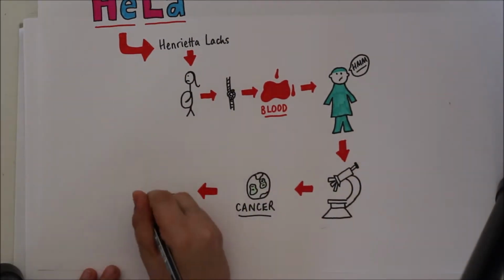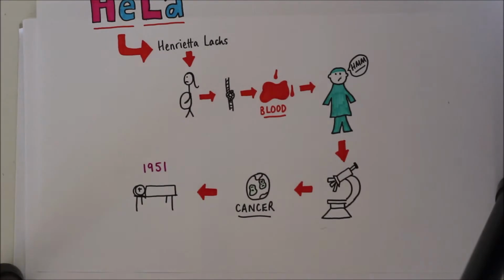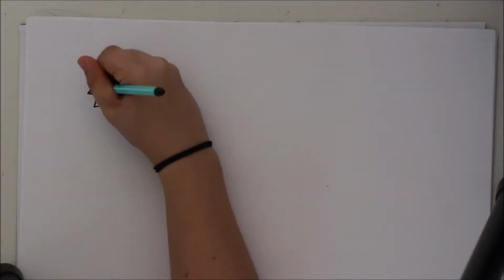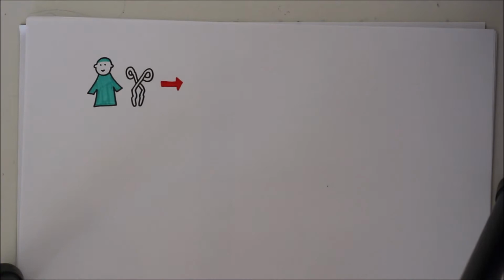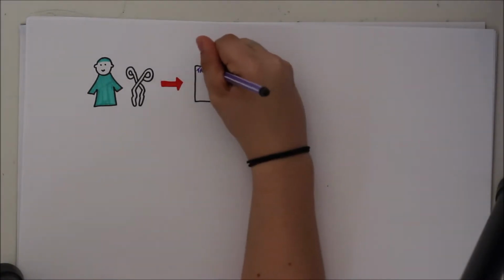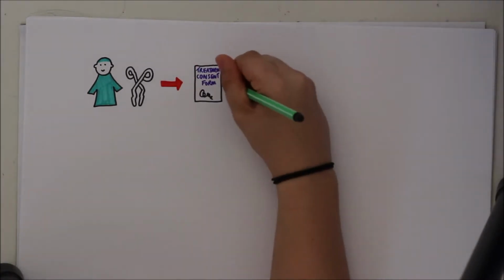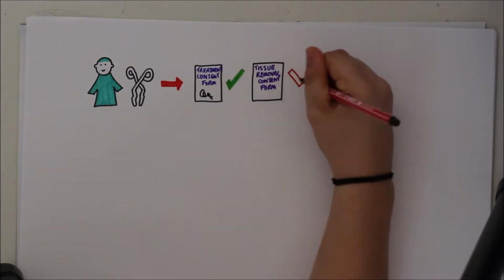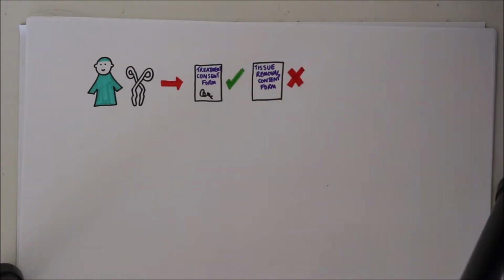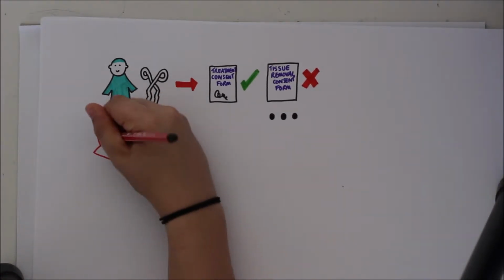Despite several rounds of radiation treatment, the cancer spread, and in 1951 she died of the cancer, having only been diagnosed 9 months before. During her treatment, the doctor had taken tissue samples and had sent these off to a researcher called Dr. Gay. Henrietta had given consent for the treatment of her cancer, but she actually hadn't given any consent for the removal of the tissue. We'll be coming back to the issues related to this.